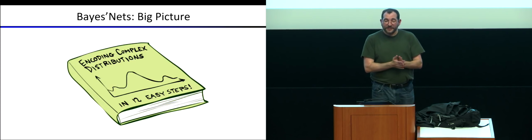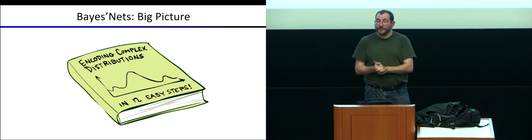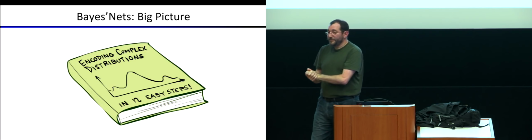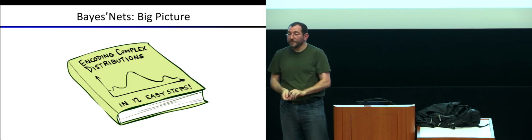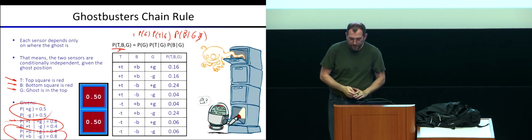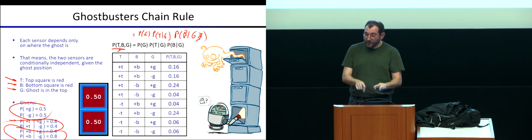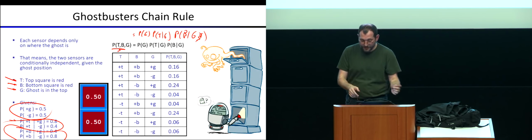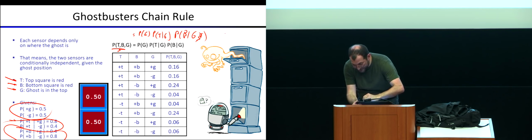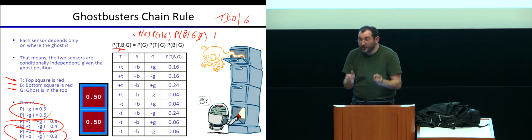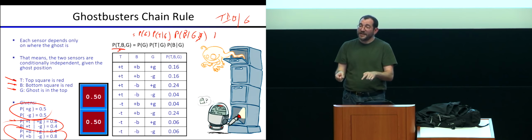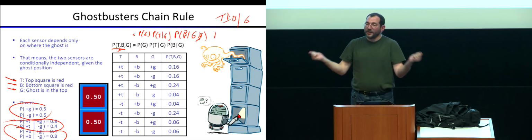Okay, so Bayes nets. What's the big picture? Yep. So are you asking how do I know that? The assumption here that really lets me go here is that T is conditionally independent of B given G. Are you asking how I know I have that assumption, or how does having that assumption unlock the joint distribution?